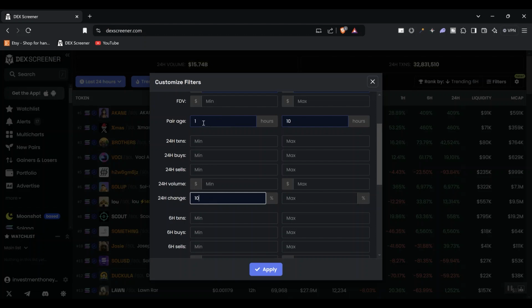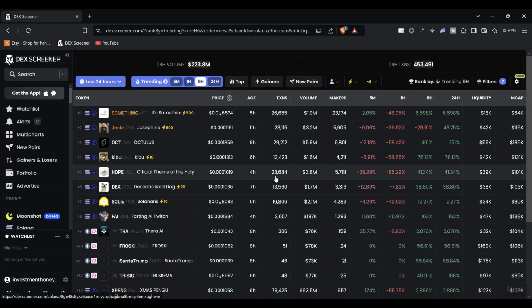I didn't mean this value, but the pair age value, in terms of how new the token is. So sorry about that. I was focusing on the 24-hour change, and I should have been up here. So not to confuse you, the lower your value is here, the more scams you're going to run into. The higher your value is here, you help yourself by running into fewer scams, okay? So we're going to go and apply that.